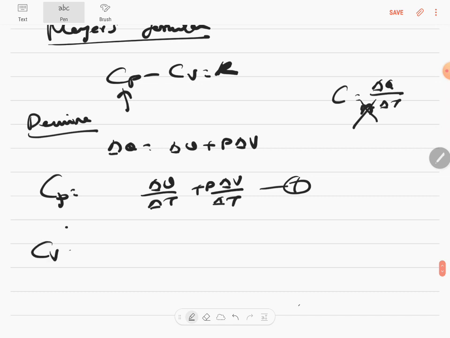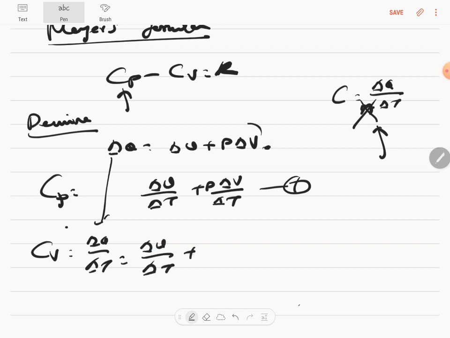Now let's do Cv, which is specified at constant volume. Again the same formula. So therefore you can divide both sides by delta T, delta Q by delta T as usual. So delta Q by delta T in this becomes delta U by delta T. But you cannot do this because constant volume means delta V is equal to 0. Therefore this whole thing becomes 0. So this itself is not there.